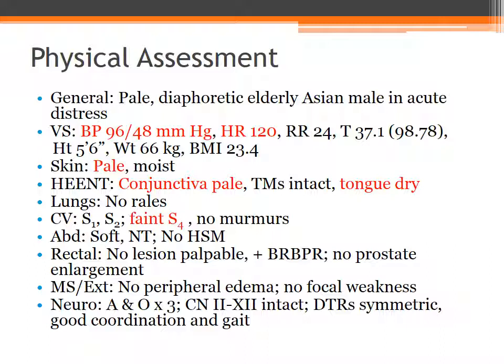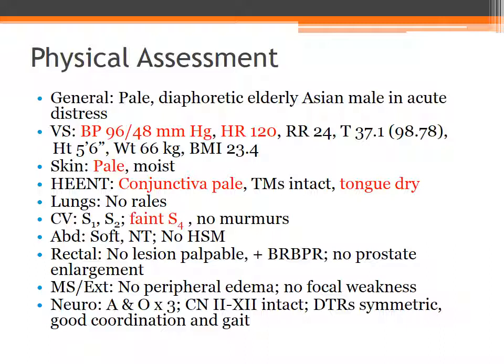The faint S4 cardiac sounds is another indication of low blood pressure or low cardiac output. Assessment of the abdomen seems otherwise normal, but our review of systems would have given us more details if the patient was experiencing any abdominal pain.